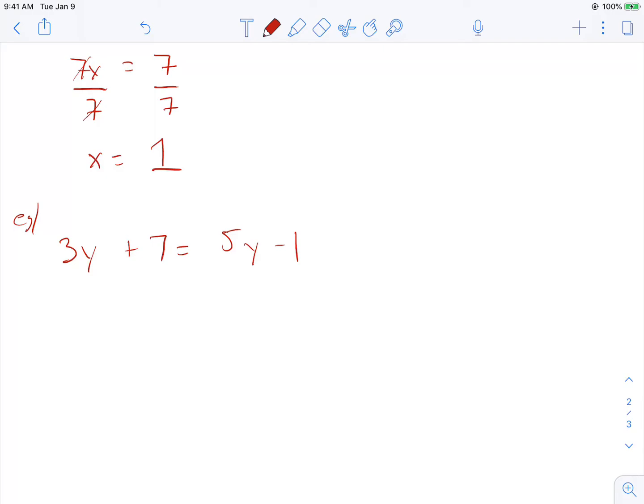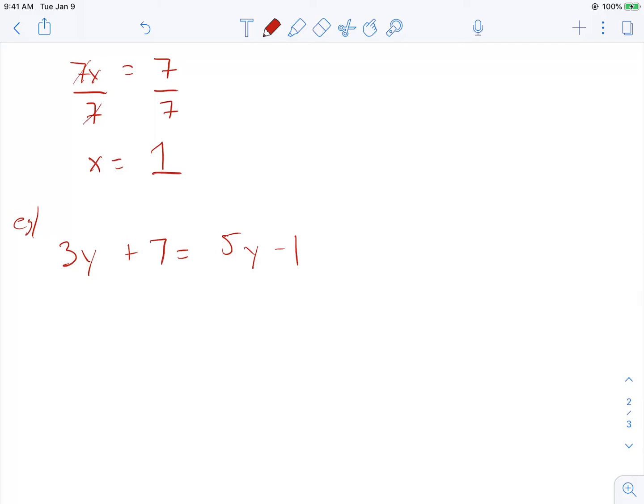So I'm just going to decide to move all my variables to the left and all my numbers to the right. So what I'm going to do is I'm going to move that 7 over there, and I'll move that 5y over there. So I'll end up on the left side with 3y, and now I can't write that 7 because it's moved over. That 5y, remember it crossed over the equal sign, so that positive 5y is going to become negative 5y. And on the other side, we have that negative 1 is still there. And now that positive 7 became minus 7.